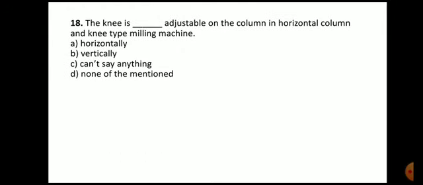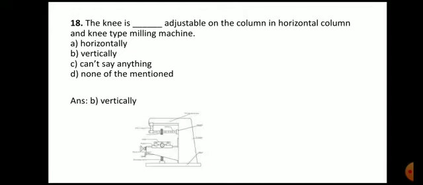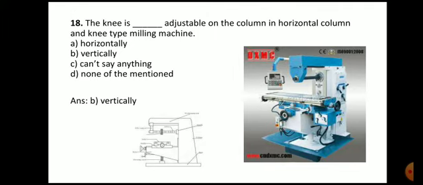Next question. The knee is blank space adjustable on the column in horizontal column and knee type milling machine. Horizontally, vertically, can't say anything, none of the mention. The answer is vertically. Okay, so here you can see the column and knee type of milling machine. So this is the column and this is the knee. Now this knee you can adjust vertically.